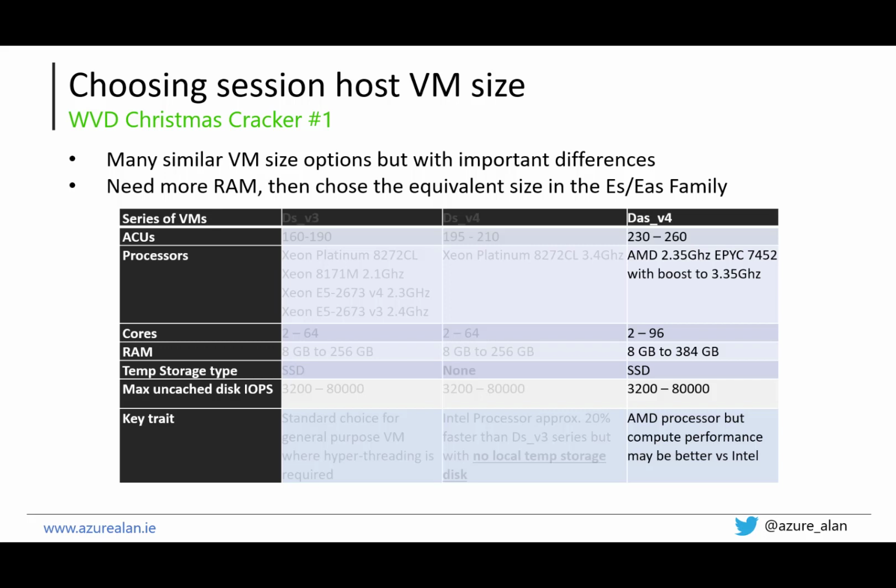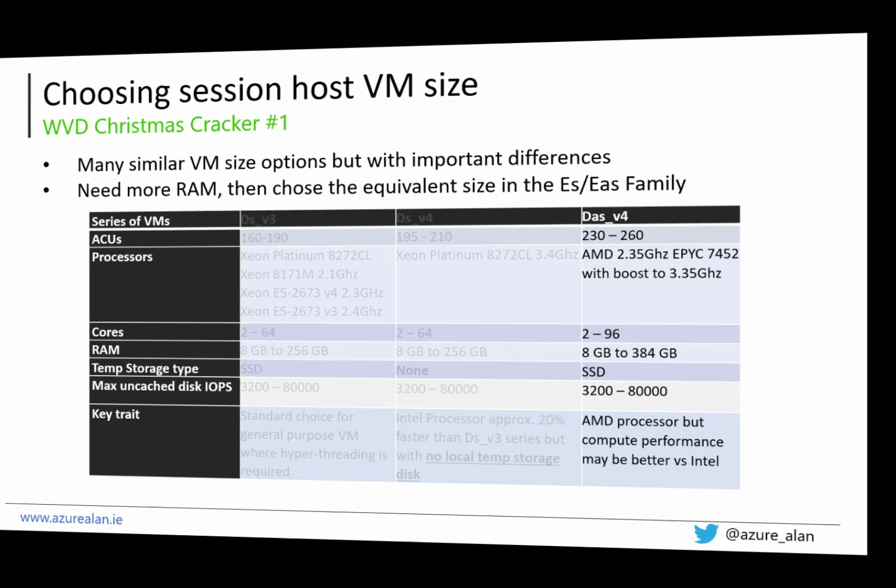And if you need more, I'd prefer to scale out and just add additional hosts rather than just scaling it up to a larger size. If you do need more RAM, you can go with an EAS family. It's the same chipset, it just has more RAM available per CPU core. So that's an option if you need more RAM.